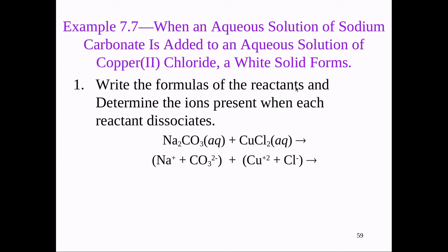First, we're going to write the formula for the reactants and determine the ions present when each reactant dissociates. So we had our sodium carbonate, that's this guy right here, and we have our copper 2 chloride, that's this guy right here. Don't forget that carbonate is one of our polyatomics. So when we think of sodium carbonate, we know that this is sodium ions bound to a carbonate ion, and copper chloride is copper bound to a chloride ion.